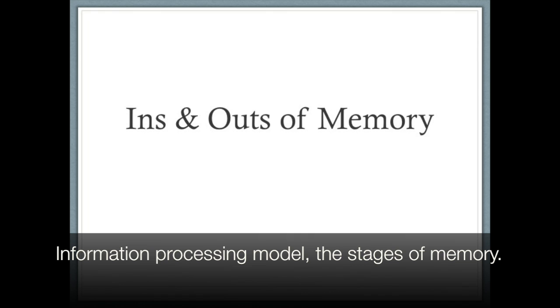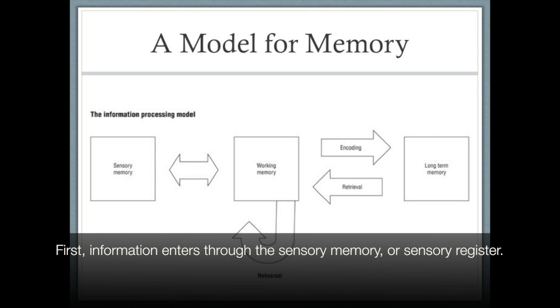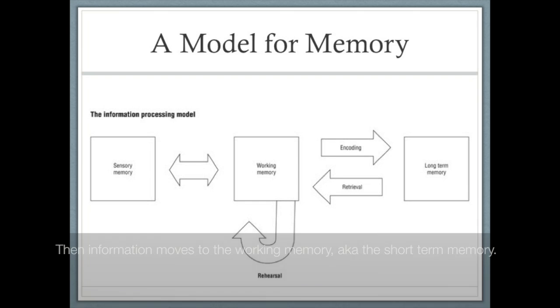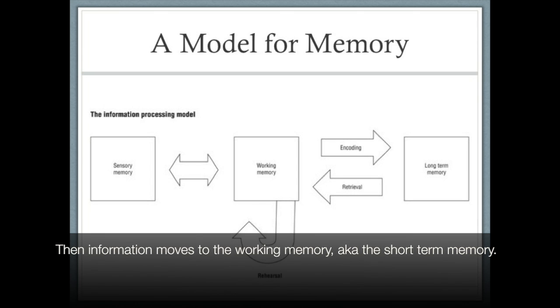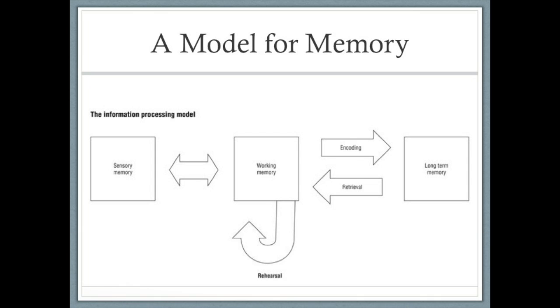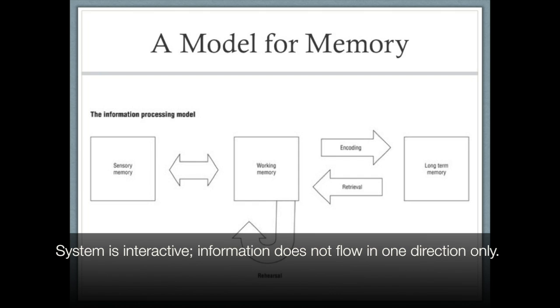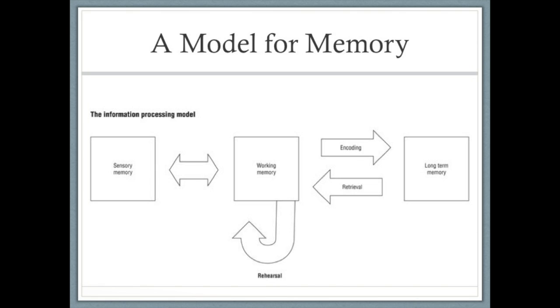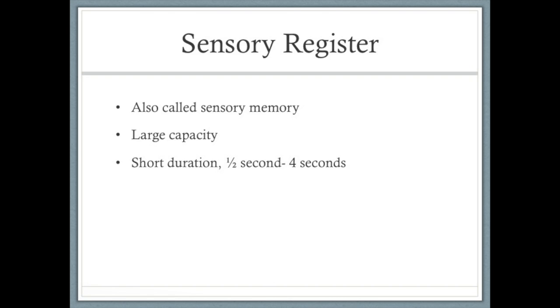Now let's discuss the model developed with information processing theory, or the stages in which information is processed. First, information enters the system through the sensory memory, which is also called the sensory register. Then information moves to the working memory, which is also called short-term memory. The last stage in the system is long-term memory. As you can see in the model, the system is interactive, meaning information does not flow in only one direction. Information can travel back and forth between the different stages. Let's talk about each of the stages or memory stores in detail.